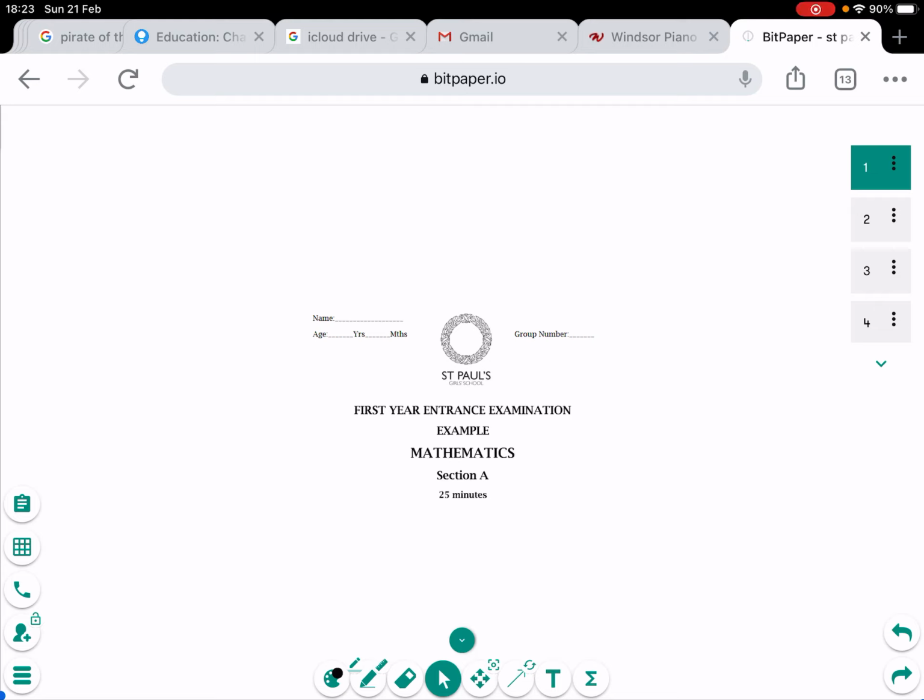Hello guys, it's Tiny Tanks here, and today we will be looking at the first St. Paul's 2017 paper, so section A of that paper. I'll add the paper on my website.